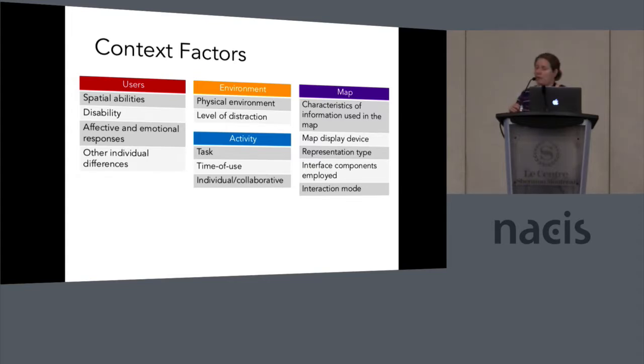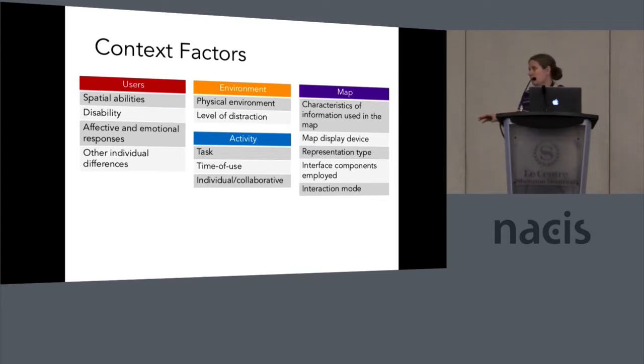The level of distraction. We are often using maps now in places with lots of distraction, places that are noisy, that have lots of other things that are demanding our attention and pulling our attention away from the map and to something else. Even driving your car is a high distraction environment in heavy traffic, for example. So those are factors about the physical environment.